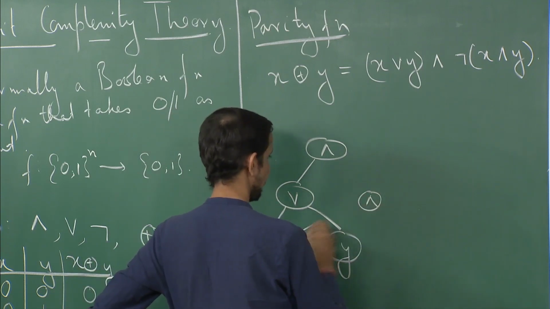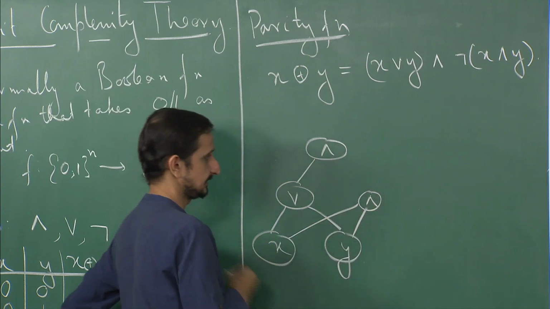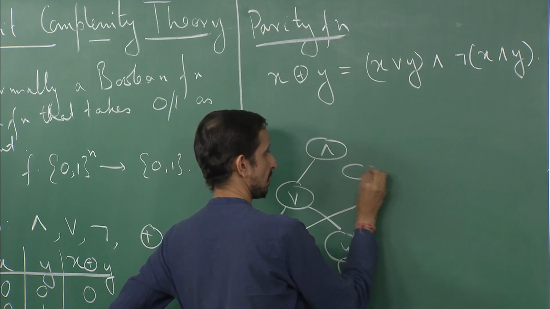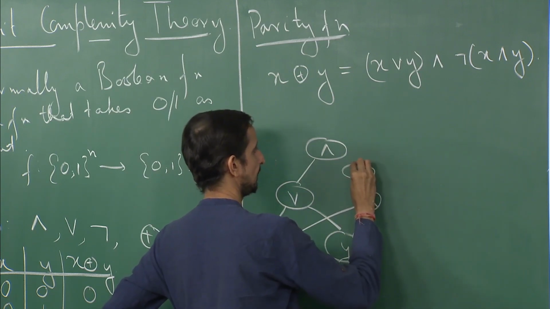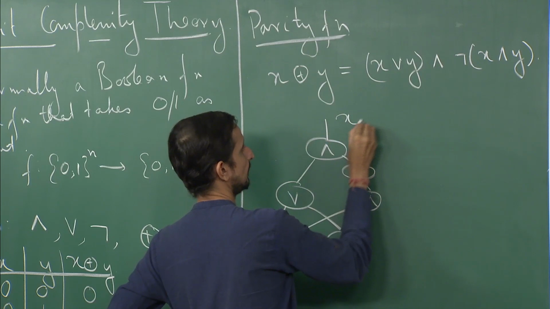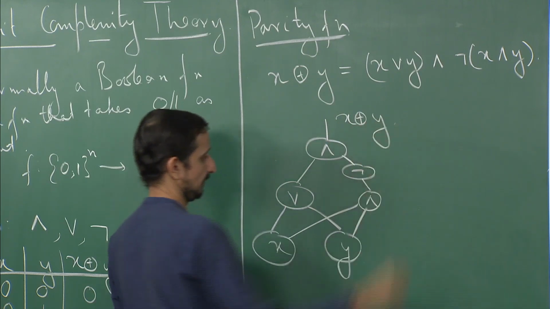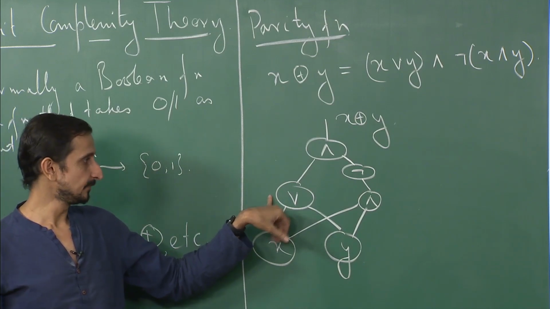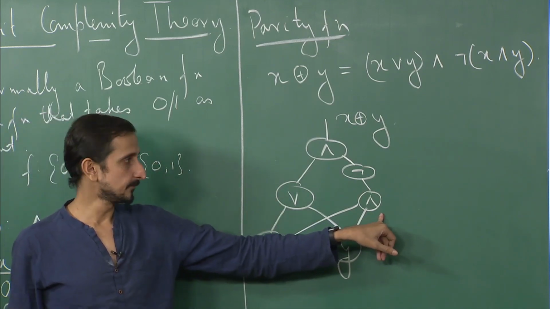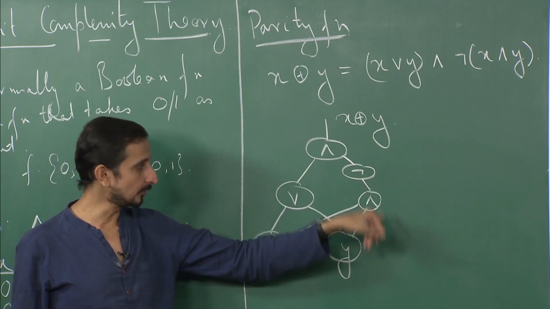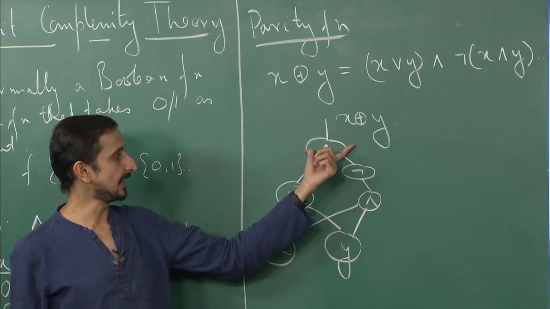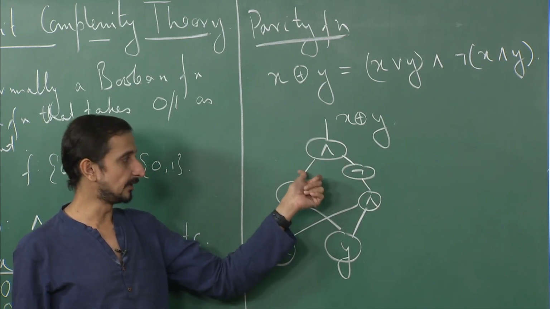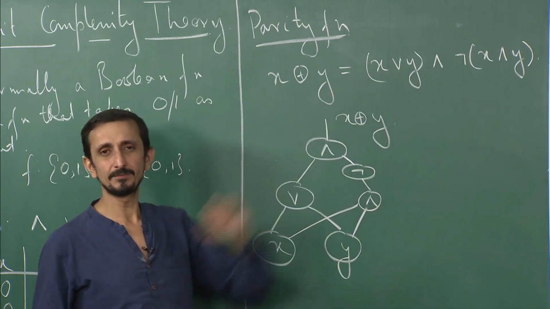I have an AND gate that is also taking x and y as input. I have a NOT gate, and then this is producing x parity y for us. So this is producing x or y, this is producing x and y. Now this is giving us NOT of x and y, and then finally we have an AND of NOT of x and y together with x or y, exactly what we defined over here.